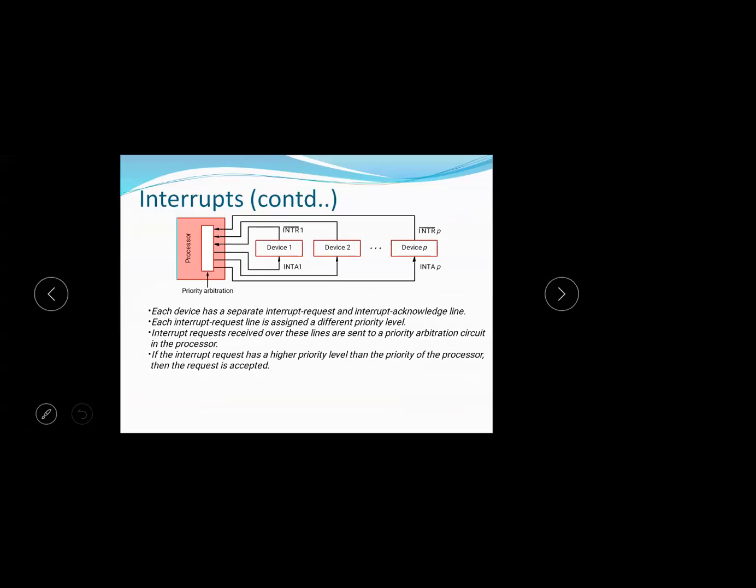Priority is given in a serial method, the daisy chain method. How is the priority given to the processor? Device 1, device 2, up to device P. They are connected, P devices.